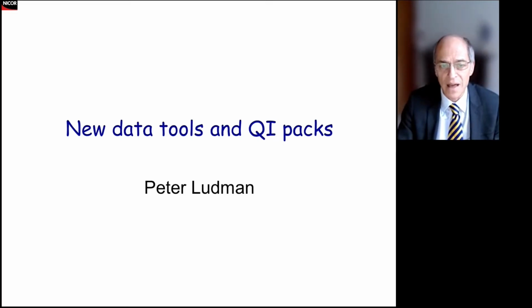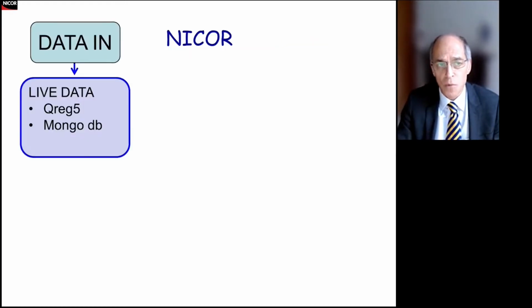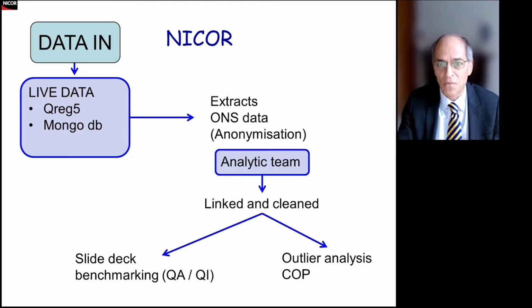I'm going to start by looking at the data tools. So how do you analyze the data that you've uploaded to the NICOR servers? When you put data in at the top left of this slide, it sits in a live data environment with a variety of structures around it, QReg5 and Mongo database. And we take extracts from that live data. We link it with the Office of National Statistics for survival analysis. We anonymize it. It goes through analytical processes, and it generates a variety of outputs, including the outlier process, the PCI slide decks, and the benchmarking and quality improvement programs from NICOR.